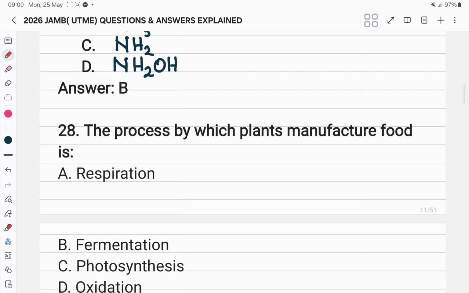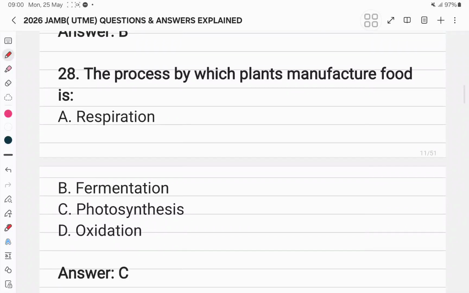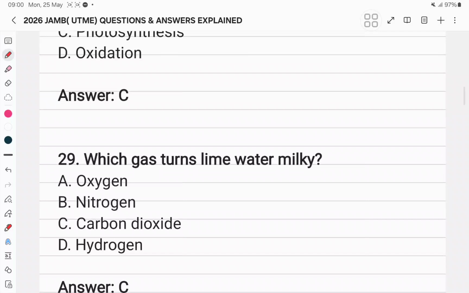Question 28. The process by which plants manufacture food is called photosynthesis. Plants manufacture their own food substance, mainly glucose, by photosynthesis in the presence of sunlight and chlorophyll. And in the process, oxygen is liberated. Oxygen is released as a byproduct. The main product is the food substance produced, usually glucose. So the answer is C.